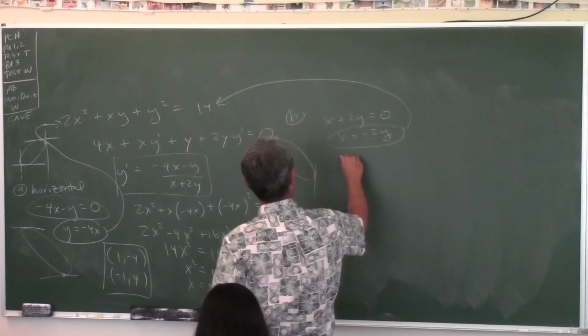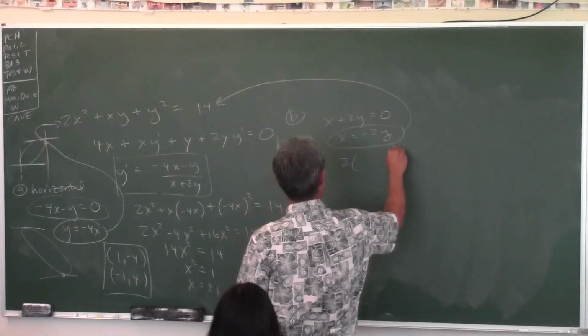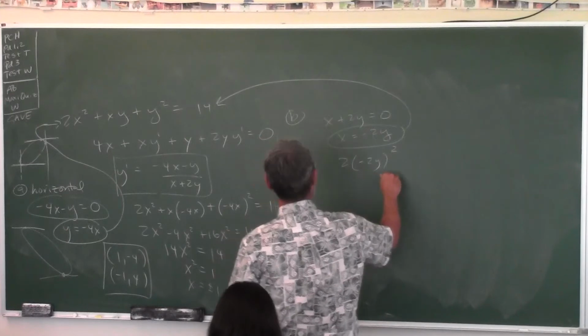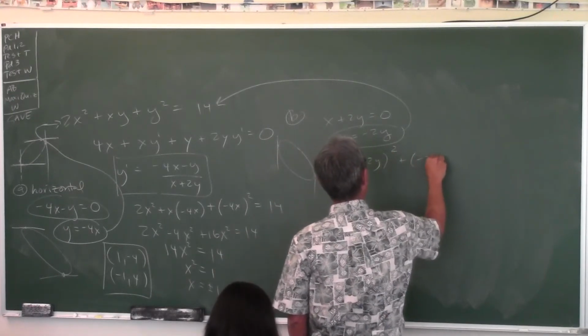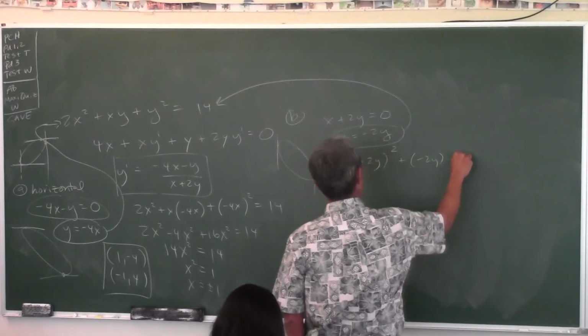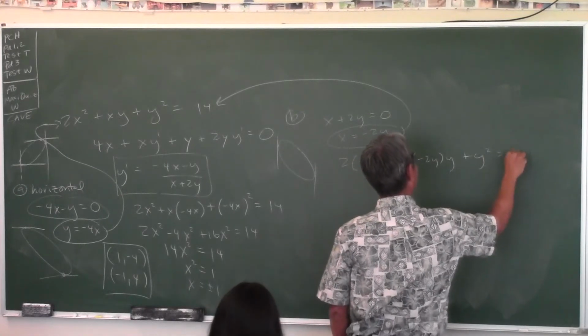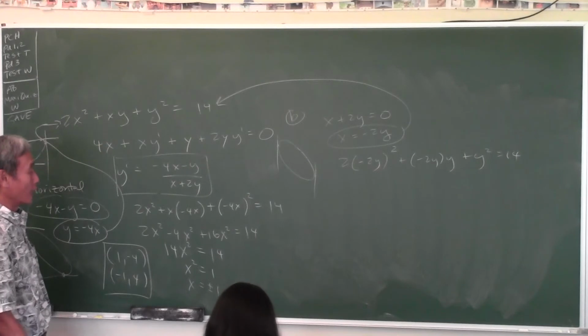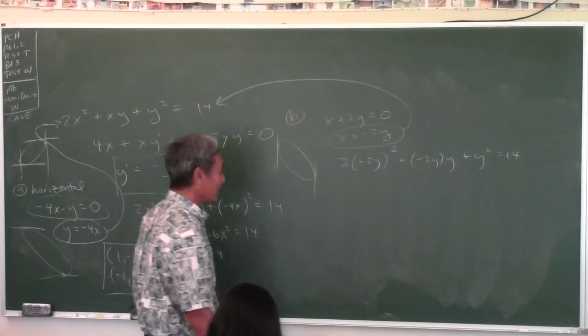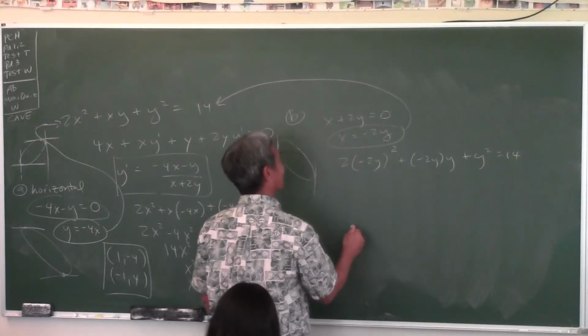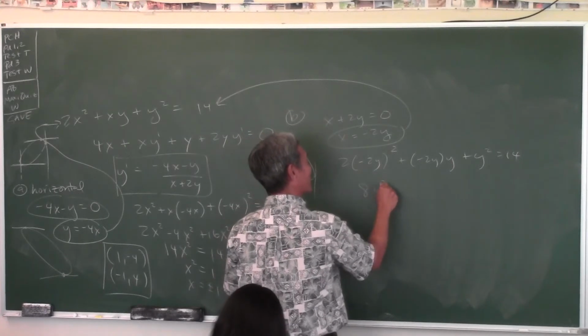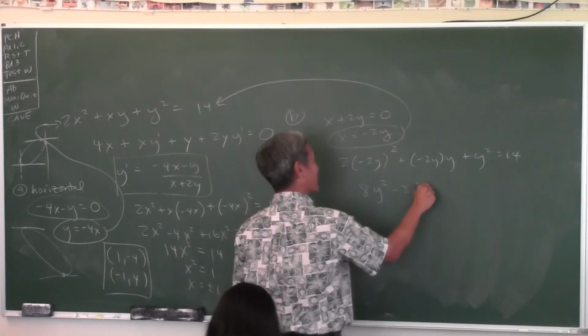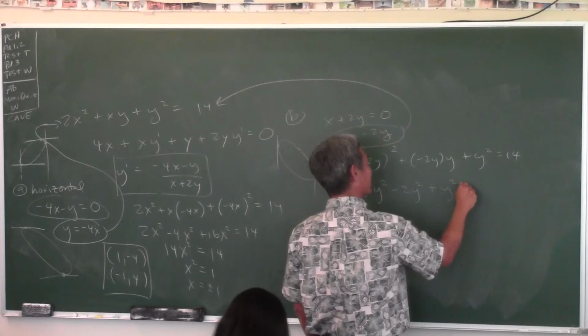So what do you got? 2x squared, but x is equal to negative 2y. Plus x, which is negative 2y times y, plus y squared is equal to 14. Remember we changed the number to 14 to make it come out nice? Hopefully this one comes out nice too. So simplify this, what do we got? 8y squared minus 2y squared plus y squared equals 14.